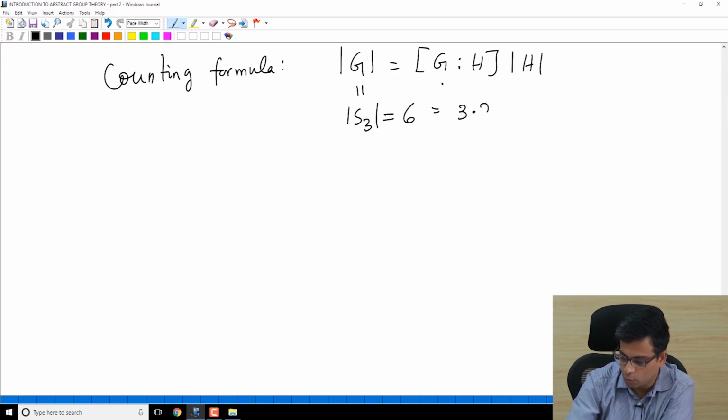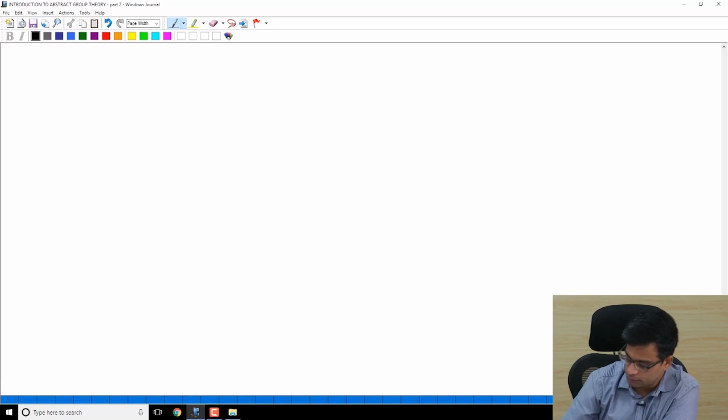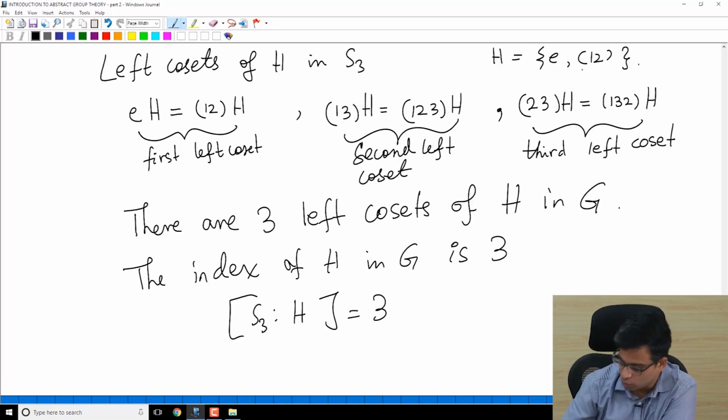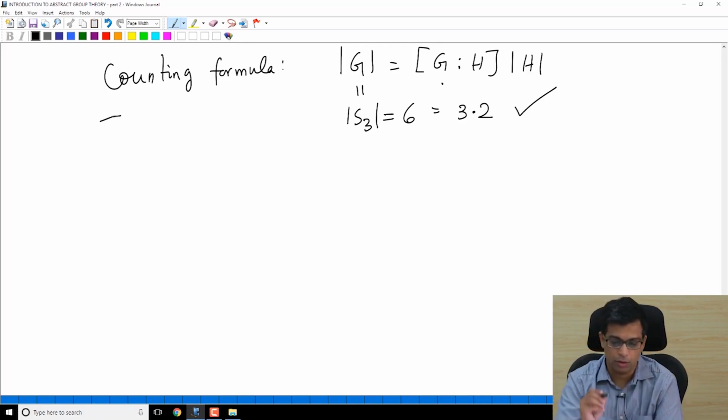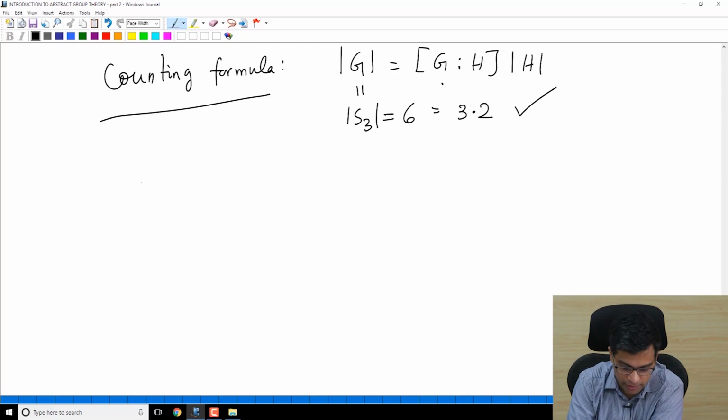And what is order of the group? Order of H is 2. There are 2 elements. So 3 times 2 equals 6. So this is correct. Counting formula is verified, and Lagrange's theorem is also verified here, of course.